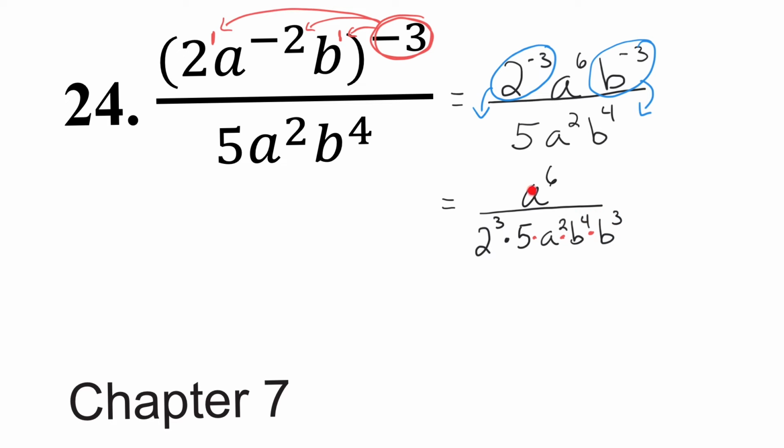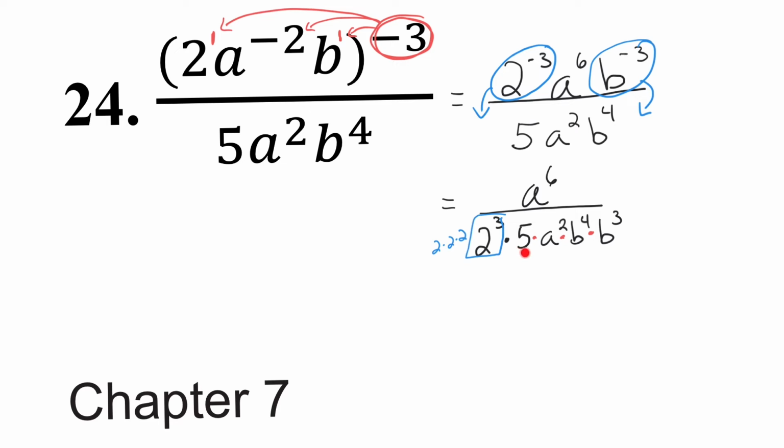But also, if you look at the a's, we're dividing. We have a fraction, a on the top, a on the bottom. That's division, a to the 6 divided by a to the second power. And also, we have to simplify these two coefficients. So there's a lot of work to do to simplify the fraction. Let's do this first. 2 to the third power. That's going to be 2 times 2 times 2, and that's going to equal 8.